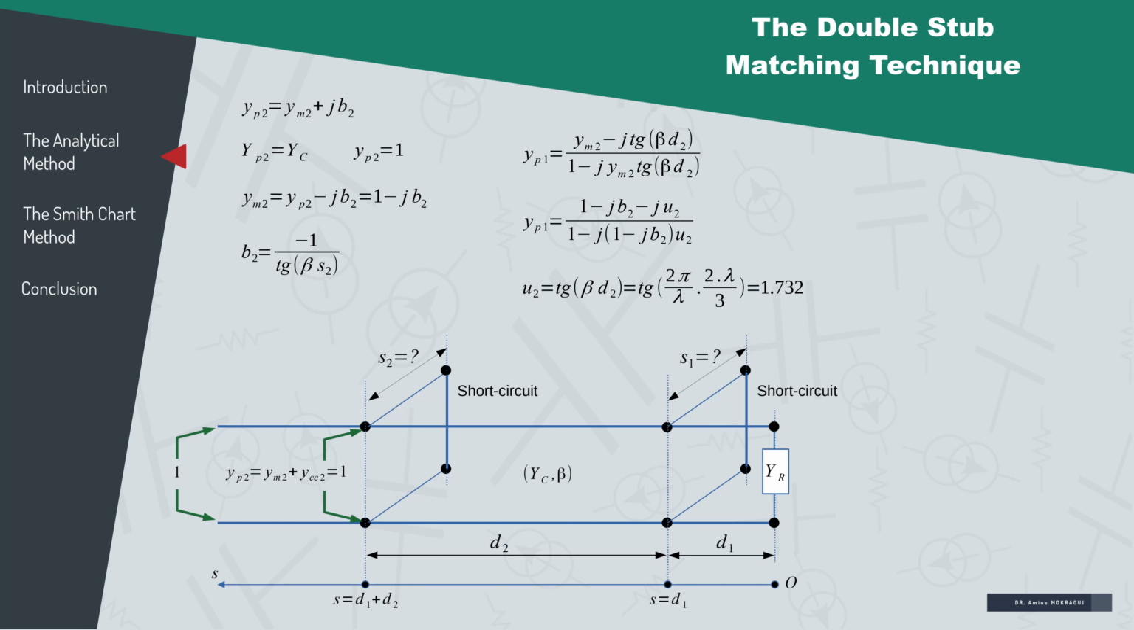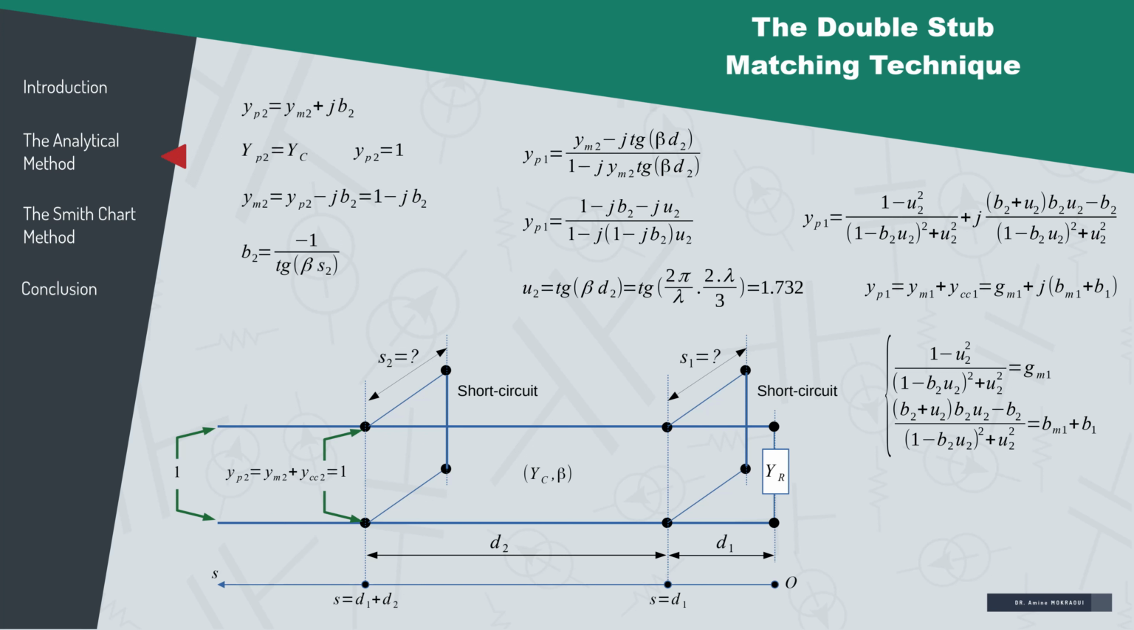1.732. Let's separate the real and imaginary part of Yp1 by using the conjugate technique. We find, after some algebraic manipulations, the new expression of Yp1. Recall now the first expression of Yp1. From these two expressions of Yp1, we can extract a set of two equations by equalizing the real and imaginary part. The first equation of this set will allow us to find the unknown B2. Afterward, B1 will be determined thanks to the second equation.